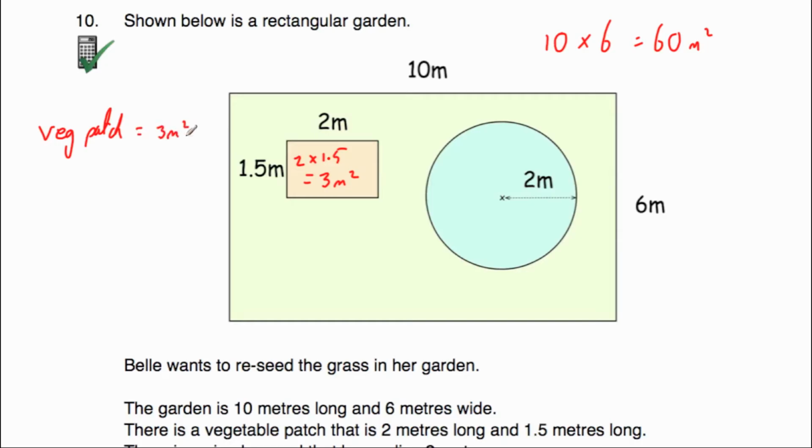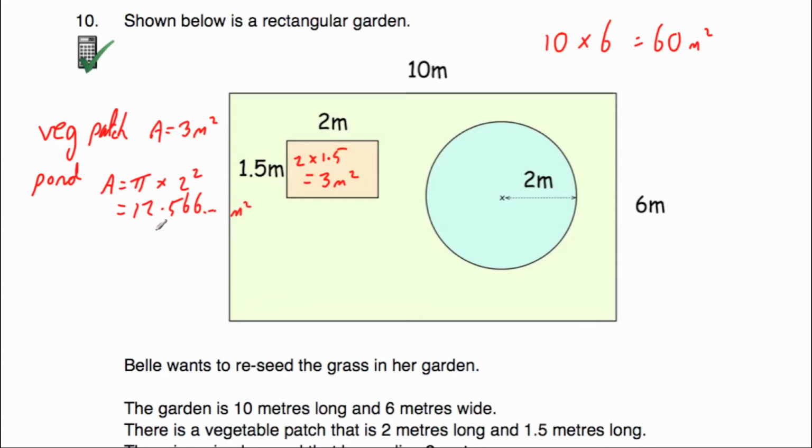The pond, well, this is a circle, so perhaps that's why this is included in this worksheet. So the pond has got a radius of 2 meters. So the area of the pond is equal to pi times the radius squared. So we're going to do pi times 2 squared, and pi times 2 squared is equal to 12.566 and so on meters squared. We could keep it in terms of pi, which is 4 pi, so you could use either one of those. 4 pi meters squared or 12.56637 and so on meters squared.